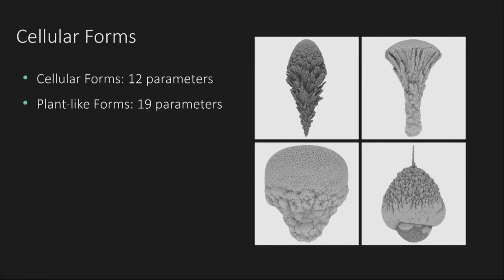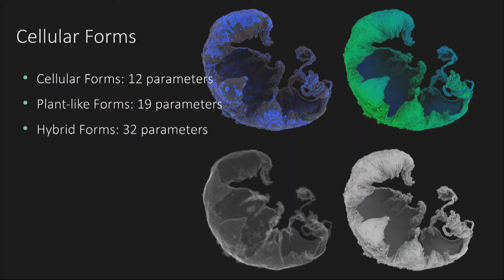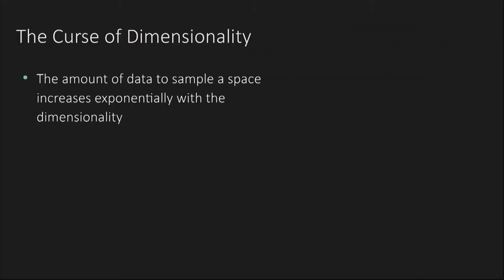Then the plant-like forms had 19 parameters, and the hybrid forms have 32 parameters. So it's getting more and more parameters in these systems. And there's a classic problem called the curse of dimensionality, which is basically that as you add more and more parameters, it becomes more and more difficult to explore the space and find things in there.